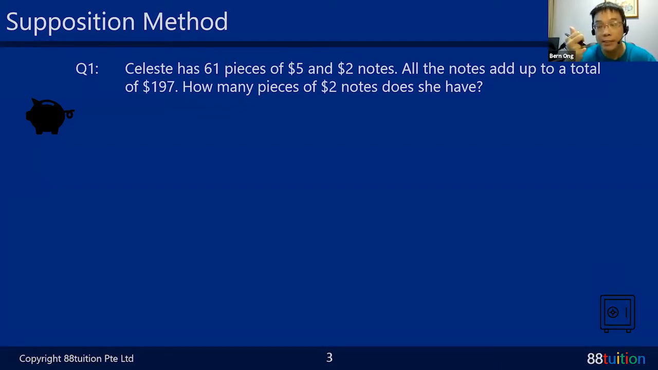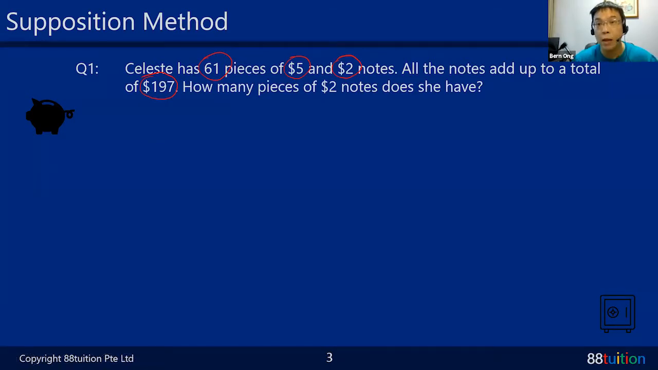First information, 61 pieces of what? Of notes. And inside these 61 pieces of notes is made up of $5 notes and $2 notes. You see? So much information. And another information is we have the total value of the notes, 197. So we have 4 pieces of information down here.